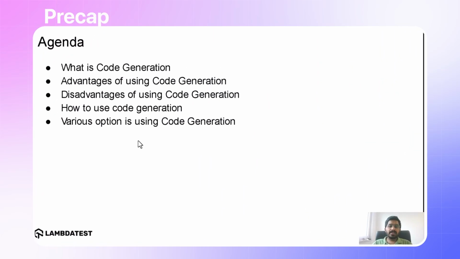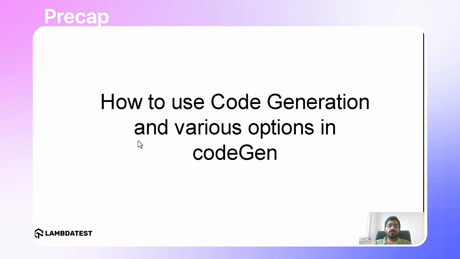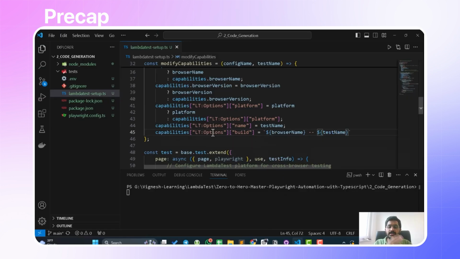Starting with, we'll understand what is code generation in Playwright. We'll understand what are the advantages and disadvantages of using this code generation offered by the Playwright. The most important disadvantage of using the code generation is you cannot use this code generation for the larger team and the product which has many modules. Let us see how to use the code generation and what are the various options in the code generation. Now, when the test runs, it will be split into multiple builds, depends on the browser as well as the test. So it will be very easy for me to debug later.